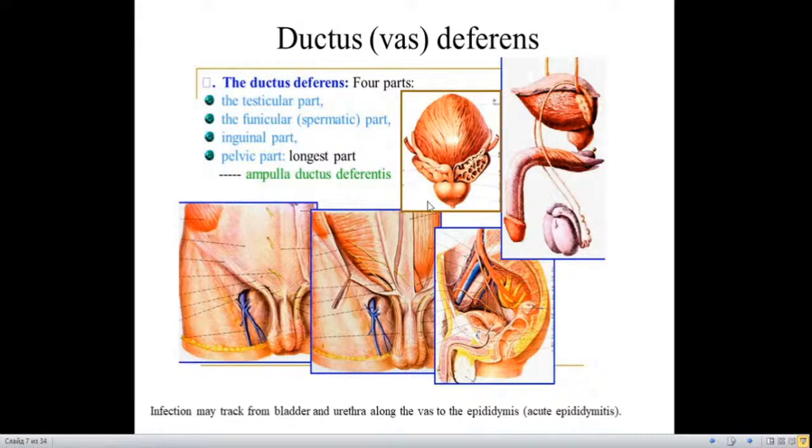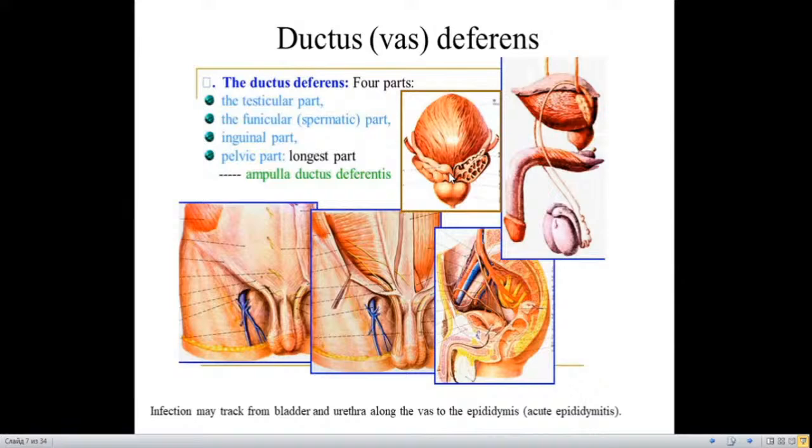So come again please about the parts of vas deferens. It starts from the tail of epididymis, relates to testis, so the initial part is named testicular. After that it goes as a component of spermatic cord, funiculus spermaticus, so the funicular part. Next it passes through the inguinal canal, the inguinal part. After the deep inguinal ring, vas deferens goes into the pelvic cavity, so the pelvic part. And its terminal part, dilated and called the ampulla, joins the excretory duct of seminal vesicles.